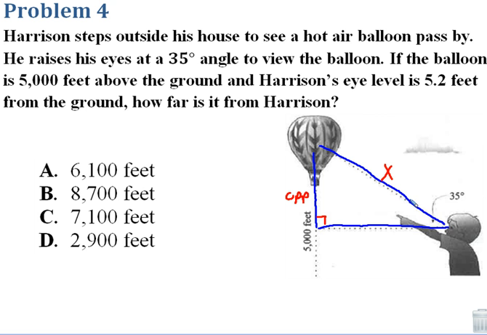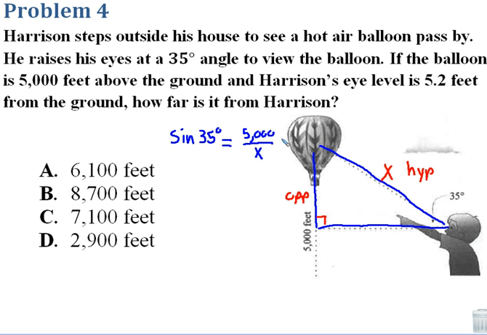Okay, this is a trigonometry problem because I have an angle and a side length. We can use that to solve for another side length. Here we're talking opposite and hypotenuse. That's our sine ratio. So I can set up that the sine of 35 degrees is equal to opposite, 5,000 feet, over hypotenuse. We'll call that our x. Okay, so we have an equation to solve for x.